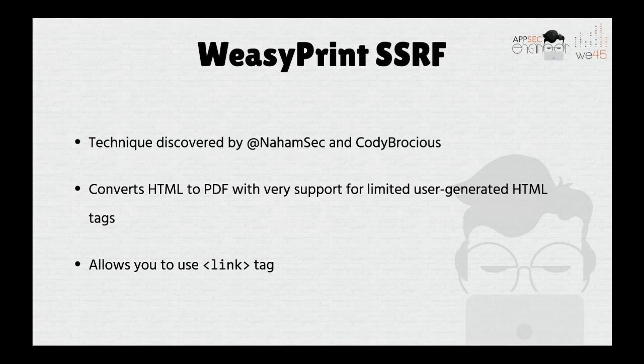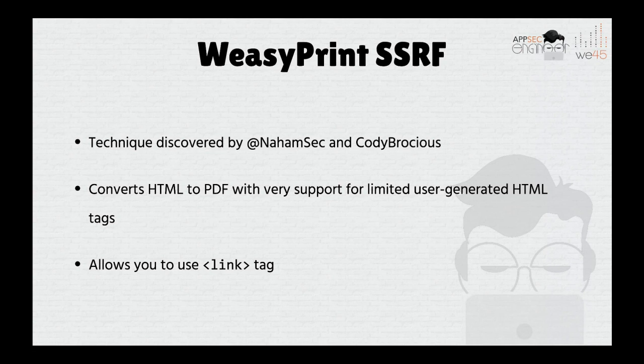This was initially discovered, I think, by Nahamsec and Cody Brocious. I saw the talk; it was really interesting the way they had gone about doing their research. It was really good. So this was a PDF library called WeasyPrint. Now, WeasyPrint is a very popular PDF generator processor library. You essentially give it HTML, it converts that to PDF, and you can use that to generate reports. You can use that to generate whatever you want in PDF, right?